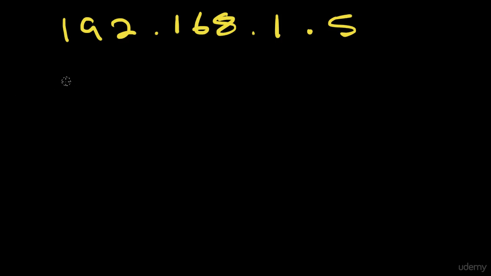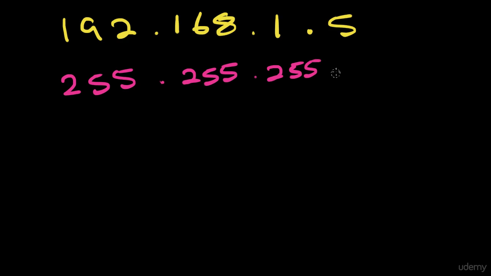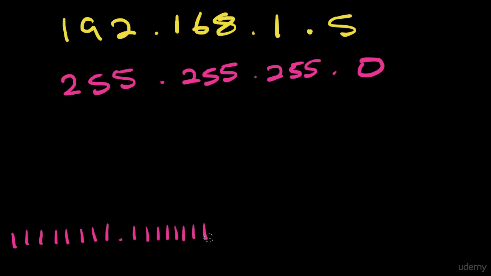So let's say we had a subnet mask of 255.255.255.0. So what is this doing? Well, 255 is 8 ones. So we have 8 ones here. And what I'll do is just convert this whole subnet mask into binary: 8 ones, dot, 8 ones, dot, 8 ones.